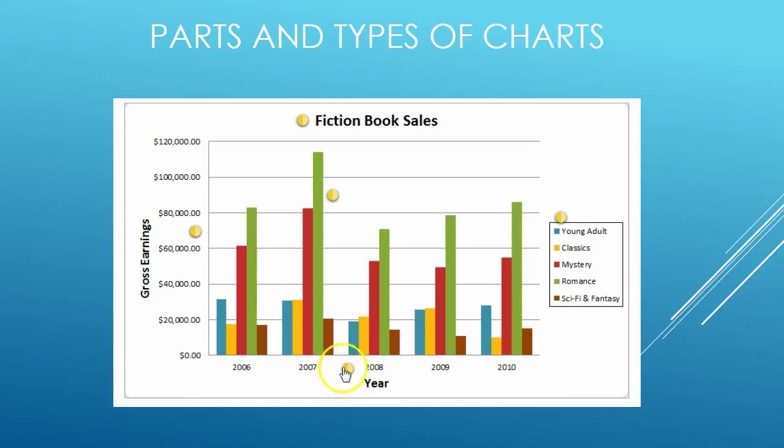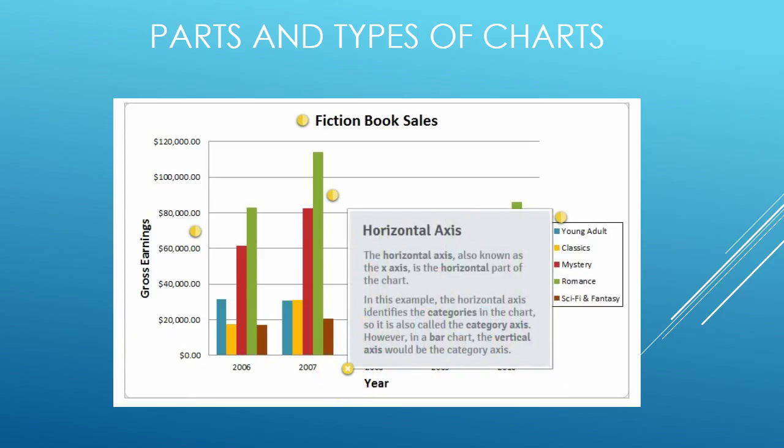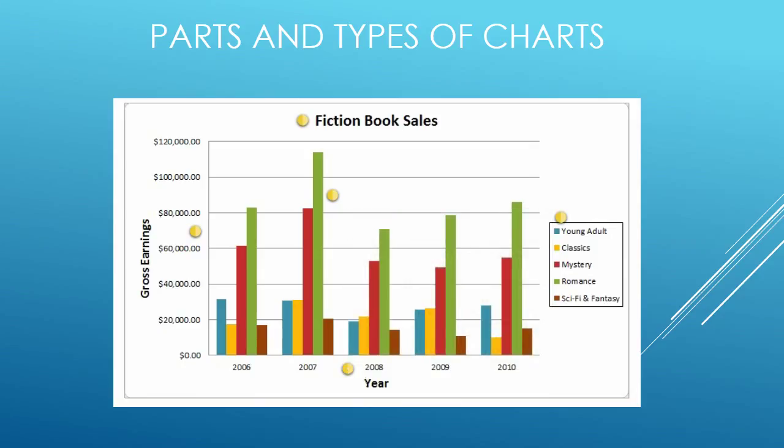The horizontal axis, also known as the x-axis, is the horizontal part of the chart. In this example, the horizontal axis identifies the categories in the chart, so it is also called the category axis. However, in a bar chart, the vertical axis would be the category axis. So again, it just depends on what kind of chart you're using and how it's going to be laid out. A good way to find that out would be to go ahead and get in there and try to create some type of chart for yourself.